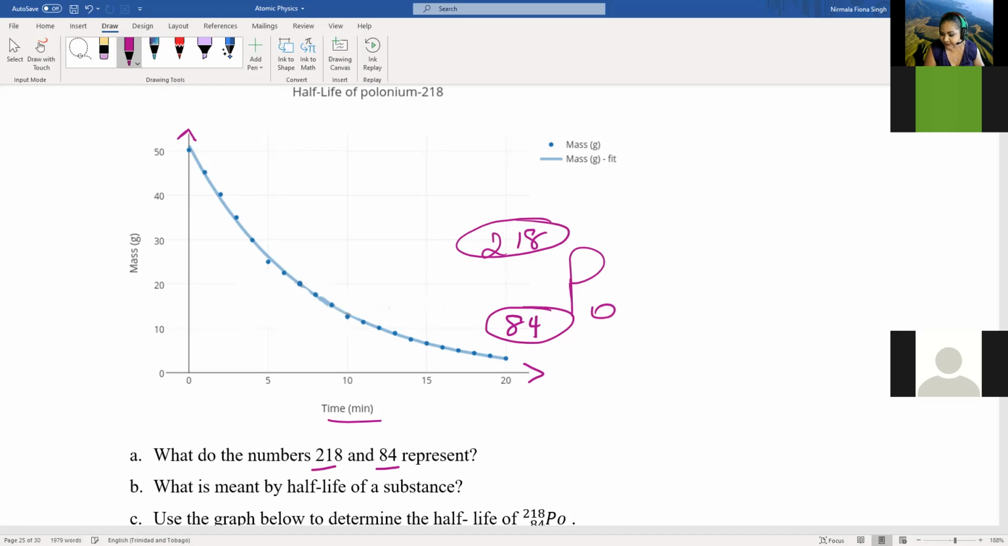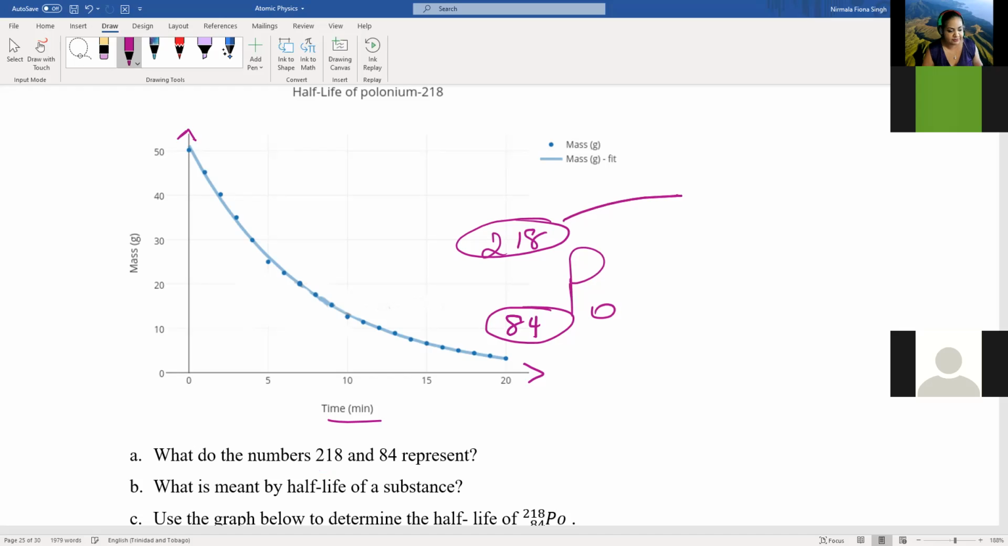The number of protons and neutrons is equal to the mass number, or the number of major particles in your nucleus. So if 84 is the number of protons and 218 is the number of protons plus neutrons, you are able to determine how many neutrons you have. I'm not going to go through that. You're all going to work that out on your own.